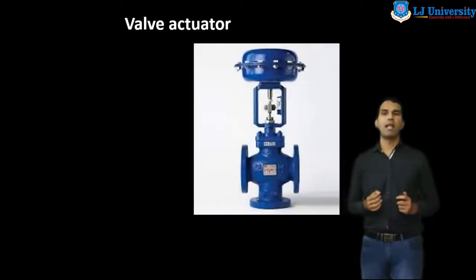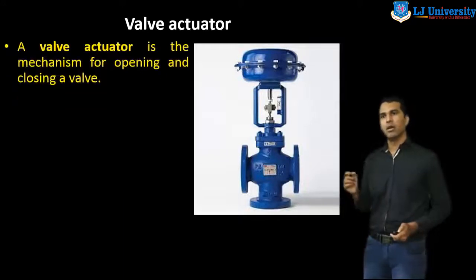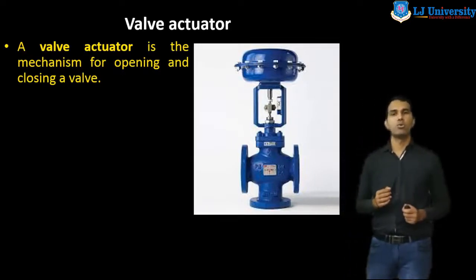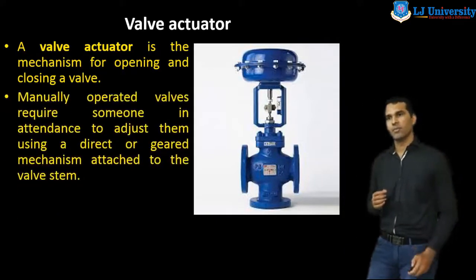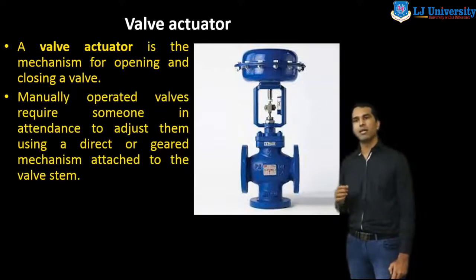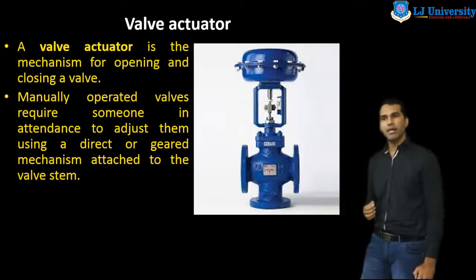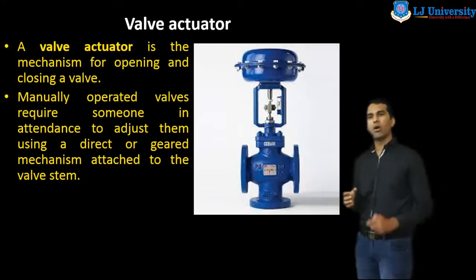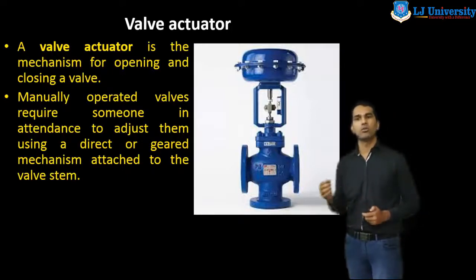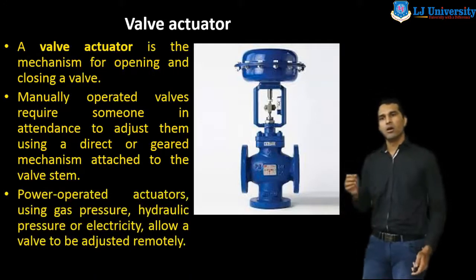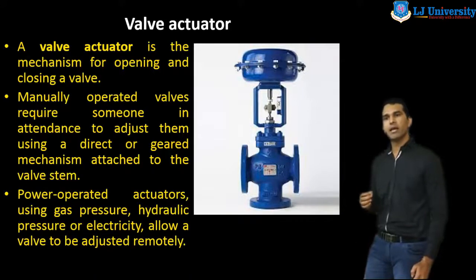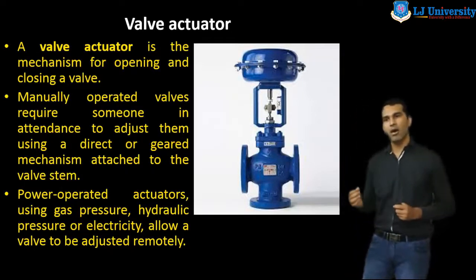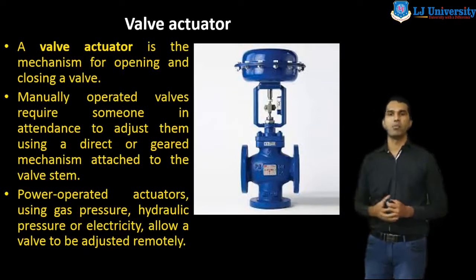Now we discuss the valve actuators. A valve actuator is the mechanism for opening and closing a valve. Manually operated valves require someone in attendance to adjust them using a direct or gear mechanism attached to the valve stem. Power operated actuators using gas pressure, hydraulic pressure or electricity allow a valve to be adjusted remotely.